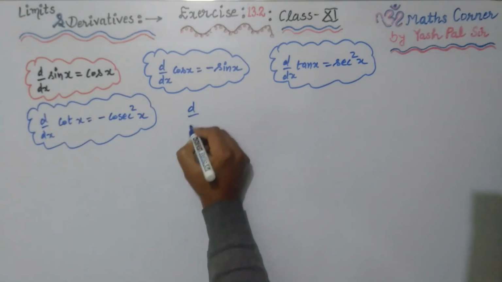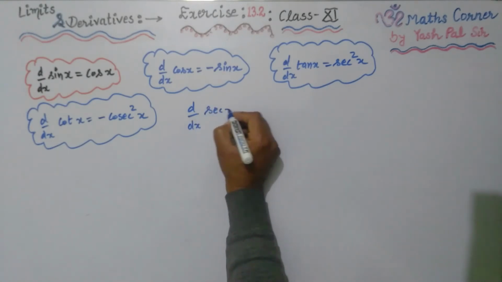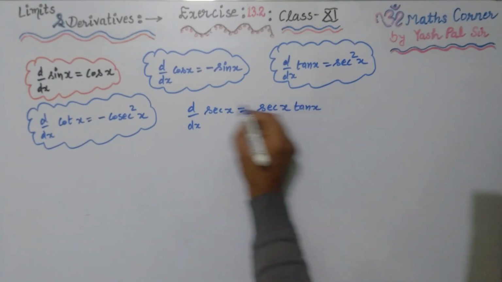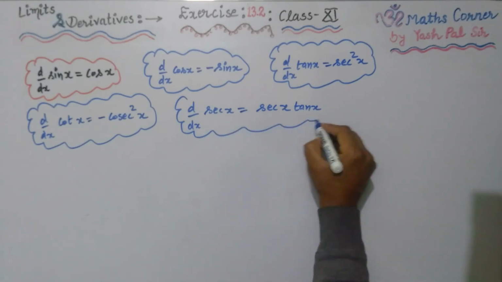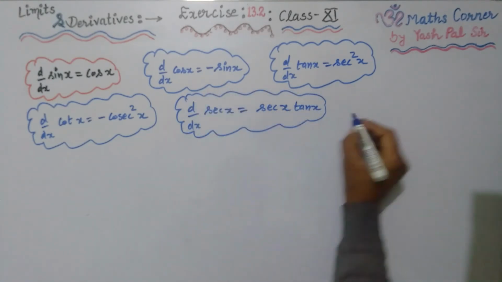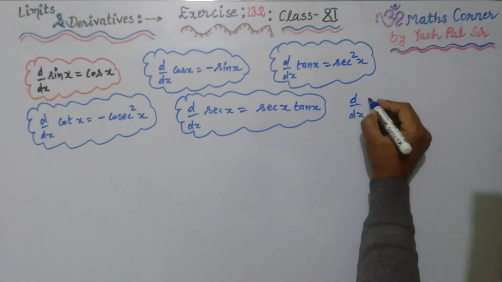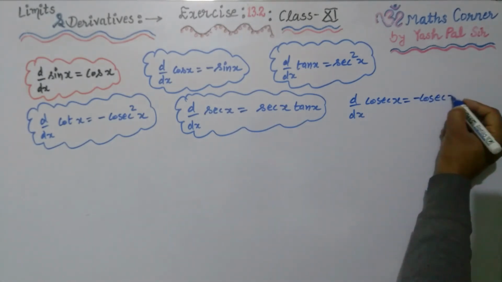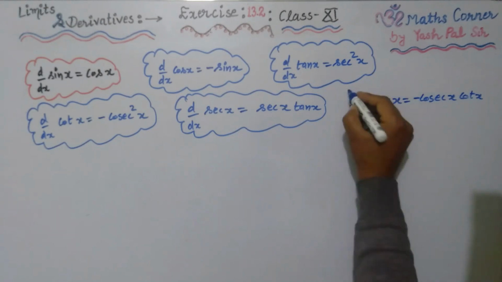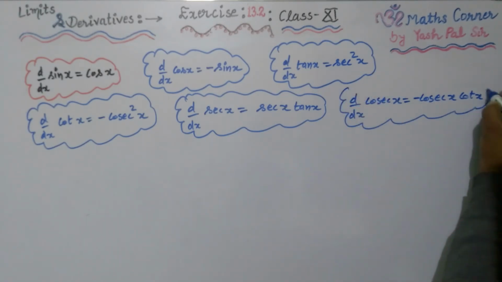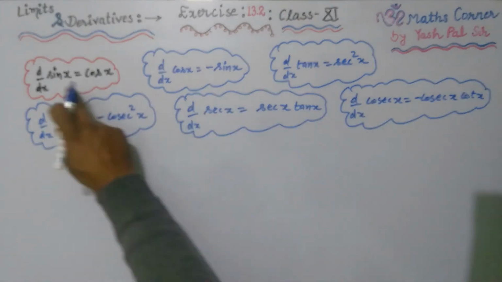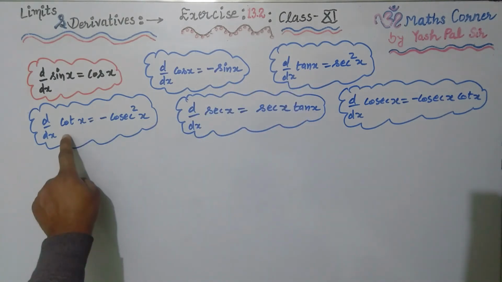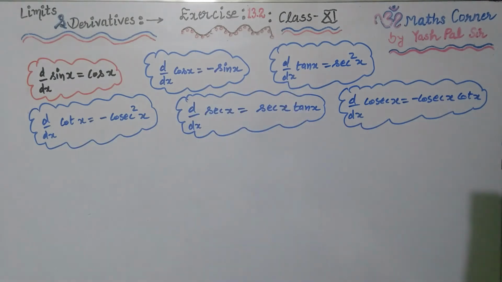Next one, derivative of secant of x is equal to secant x into tangent of x. Next one is derivative of cosecant x is minus cosecant x into cotangent x. So these are the results, these are the derivatives of the t ratios, all the t ratios, sine x, cos x, tangent x, cotangent x, secant x, cosecant x.